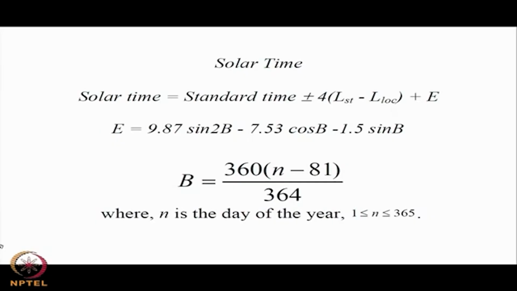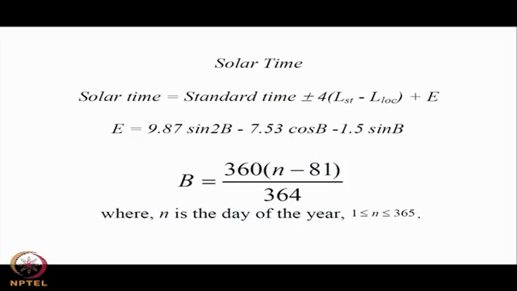So, solar time is the so called standard time, whatever your clock says, plus or minus 4 times LST minus LLOC, where LST is the longitude based on which your standard time is made, and LLOC is the location's longitude. For example, in India LST will be 82.5 and Calcutta may be 84 degrees or so, and you have to use the plus sign for the west longitudes and minus sign for the east longitudes, sorry. Okay. Plus, you can see that if you have Calcutta, it should add minus and minus, it will add up.